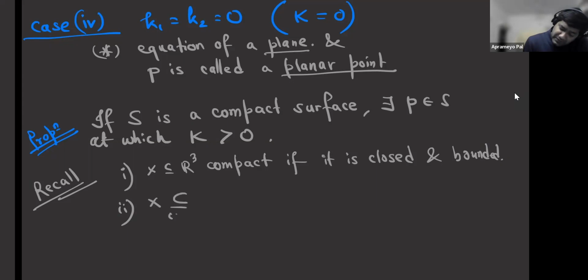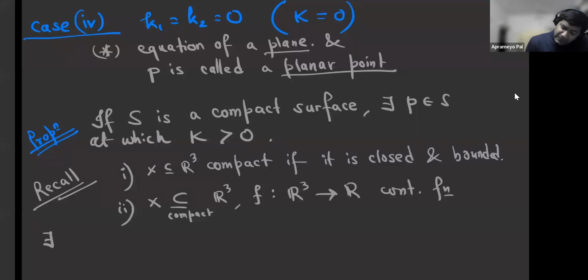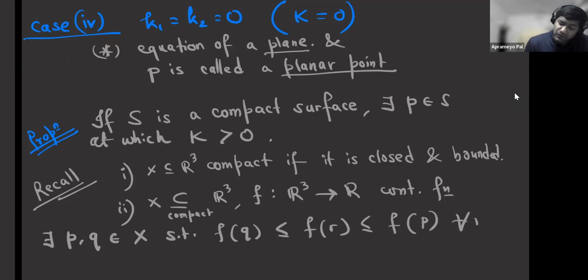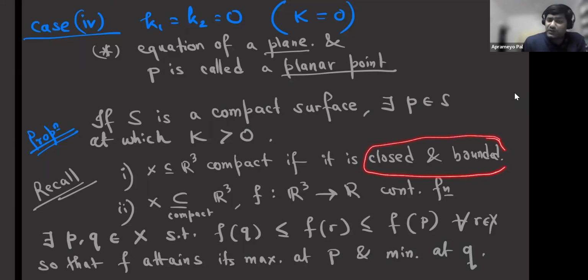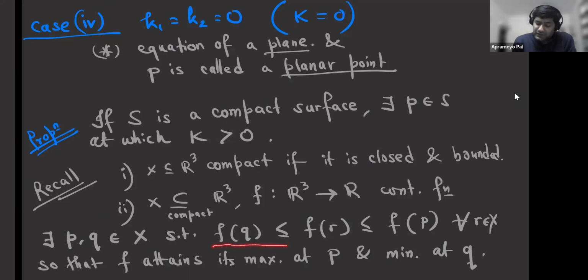So suppose X is a compact subset of R3, and F is a continuous function from R3 to R, then there exist P, Q in X such that F(Q) is less than or equal to F(R) is less than or equal to F(P) for all R in X. So in other words, F actually attains its maximum at the point P and minimum at Q. This you can prove from the continuity and the closed and boundedness property. So this then holds.